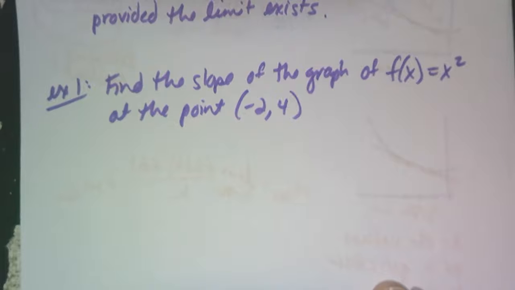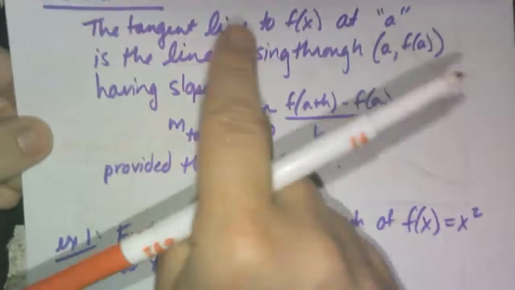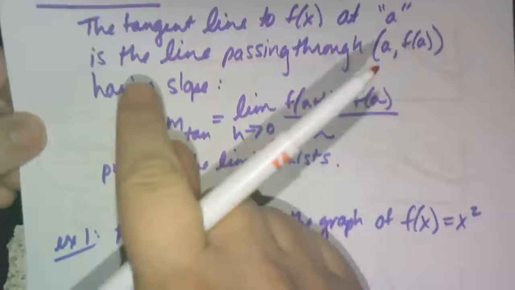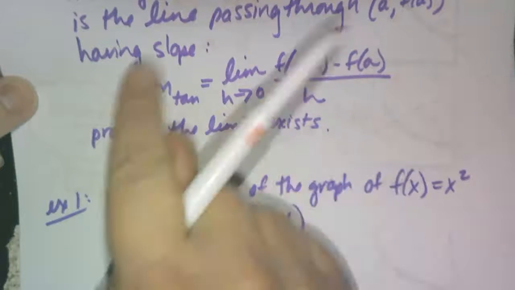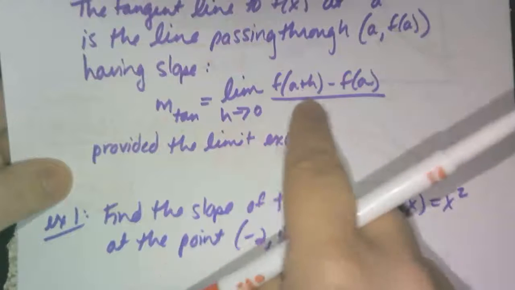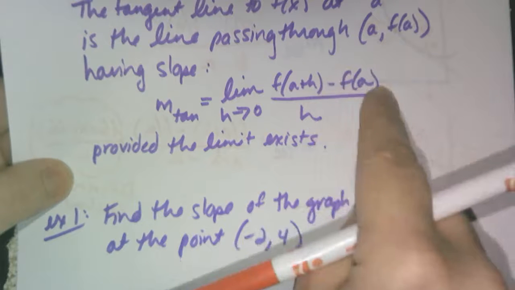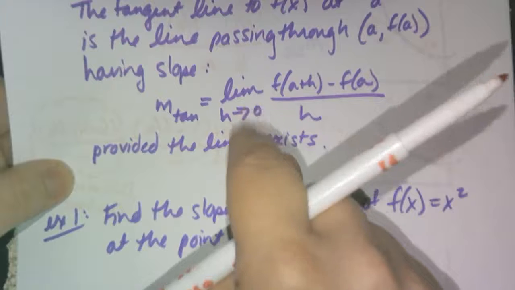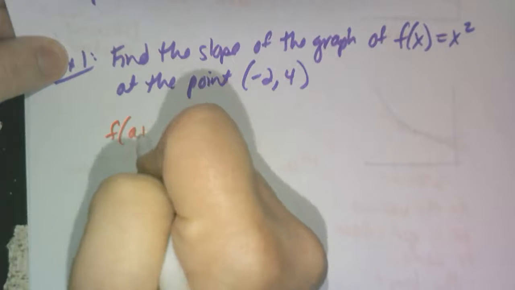This is the problem. Okay? So according to this definition, a tangent line to f of x at A is a line passing through having this slope. Okay, so let's use this. So what do I need to find? I need to find f of A plus h. Would you agree? I need to find f of A, subtract them, put it over h, and take the limit. Okay? So first thing I'm going to do, f of A plus h.